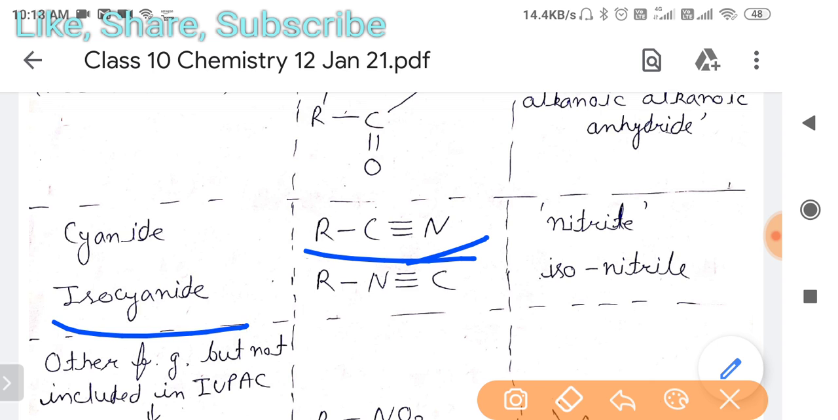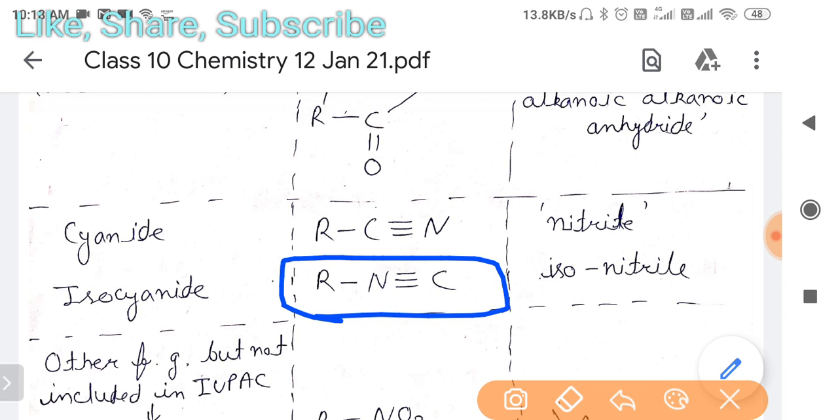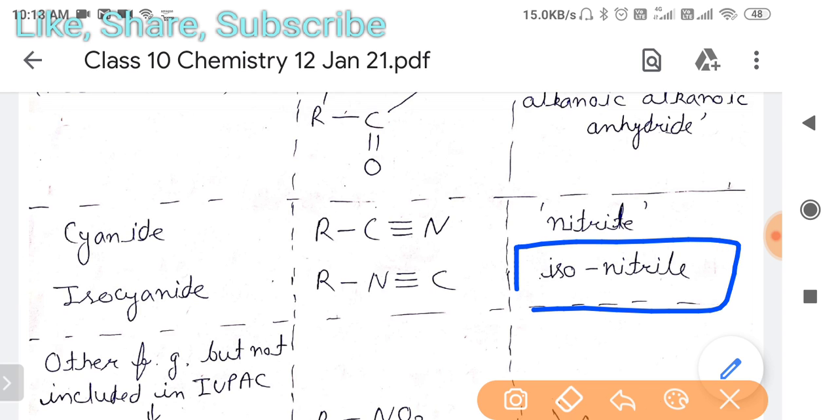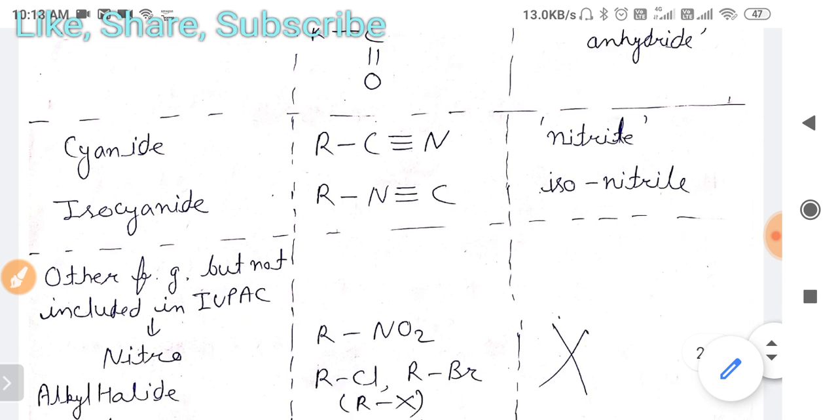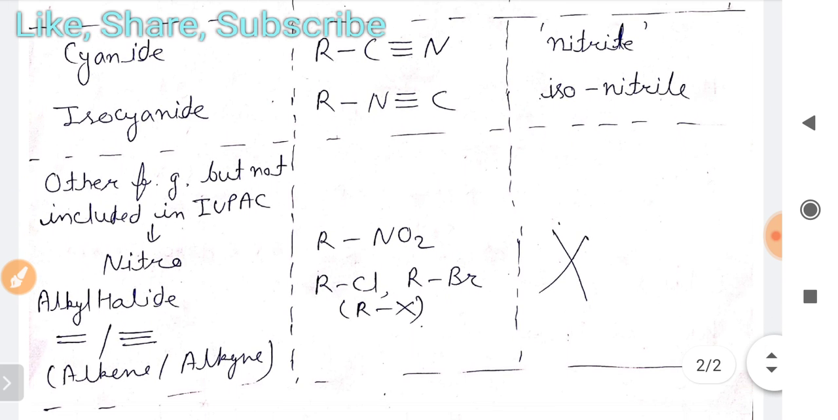Then iso means same. When we talk about isomers, it is the isomer of cyanide where only the position is changed: R and triple bond C. The positions of nitrogen and carbon are interchanged here, that's why it is known as isonitrile.